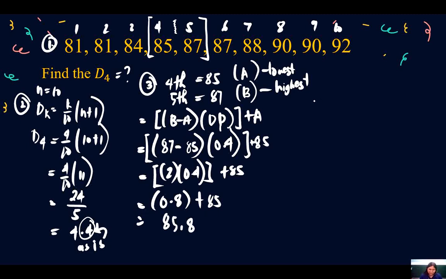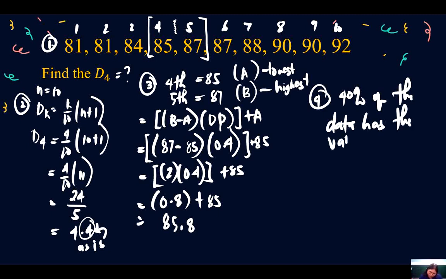Okay, meaning, our interpretation, meaning, we're looking for the 40%, kasi fourth decile. So 40% of the data has the value of 85.8. Okay? Meaning, on opposite neto class, 60% of the data has the value of greater than 85.8. So, ito ay less than or equal to 85.8.